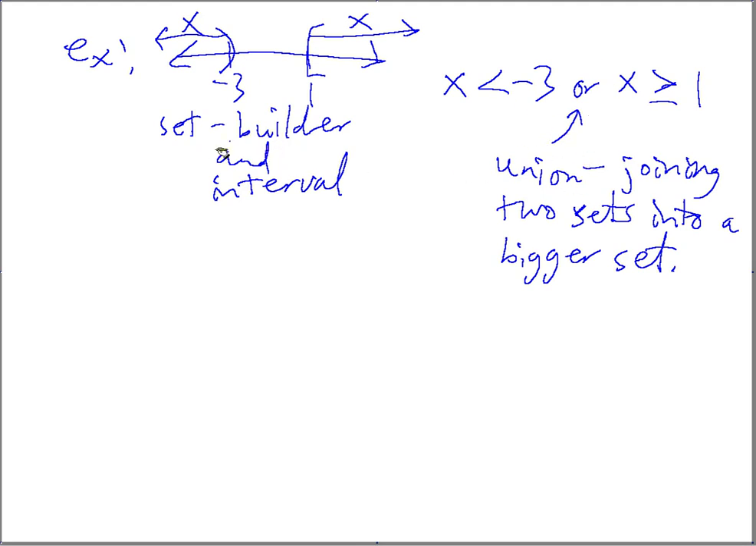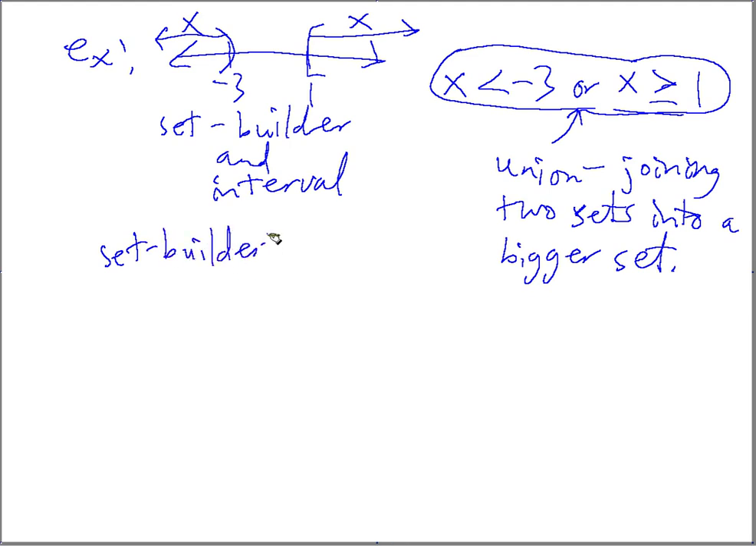Now, how do we write that in set builder then? We just put that into the set builder notation here. So for set builder, it's going to be all real numbers x. Start with the left brace: all real numbers x such that either x is less than -3 or x is what? The keyword is the word or here to join the two together. x is greater than or equal to 1. And close it off with the right brace. So that's set builder notation.